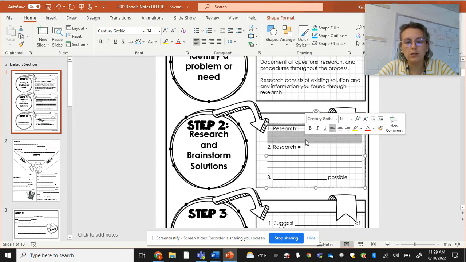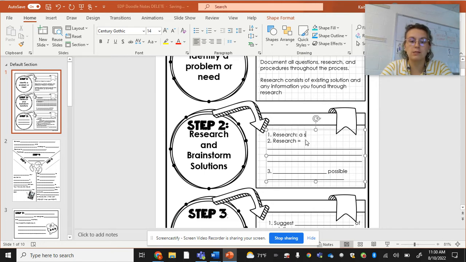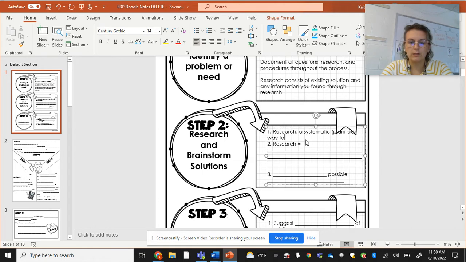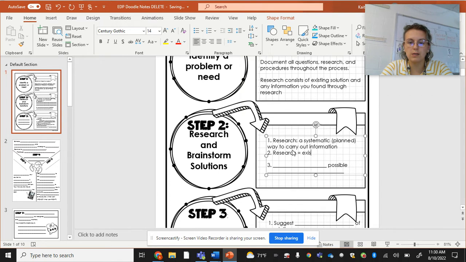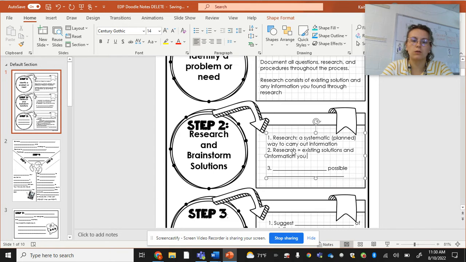So again, research, it consists of two parts like we talked about, but also the actual definition of research is a systematic, or planned way to carry out information. Okay? And what consists of research are those two things, existing solutions and information you gathered.